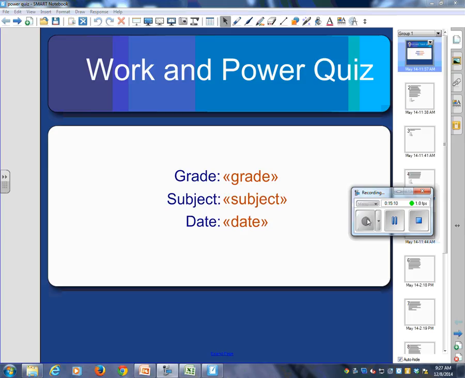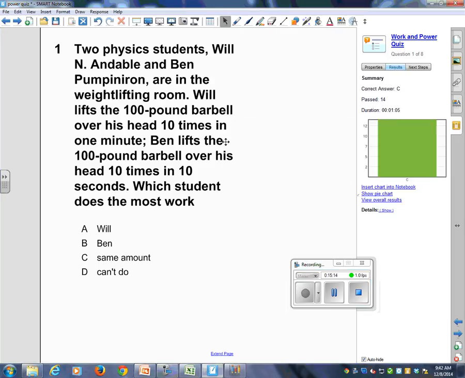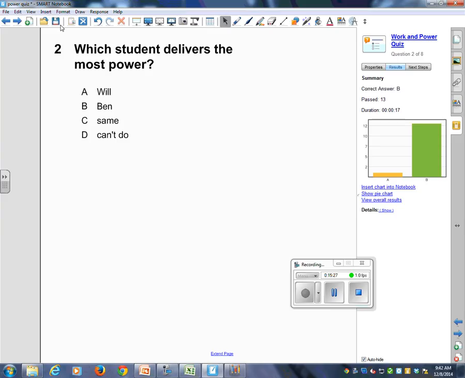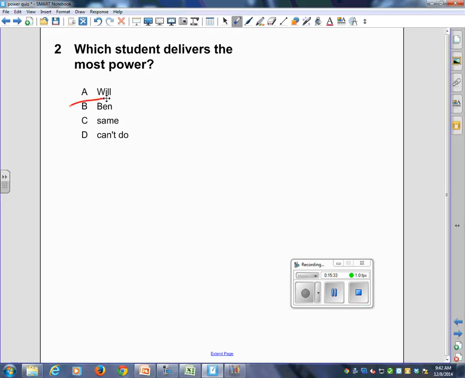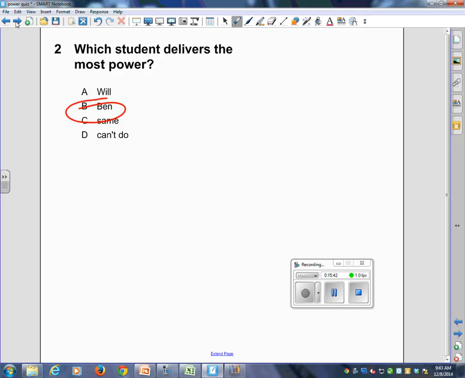Go get yourself a quick look. Let's see how you did. Question number 1, everyone got question number 1 right, so I won't need to go through that. Which student delivers the most power? It is Ben. Why is it Ben? He does it quicker. 10 seconds versus 1 minute, right? So Ben does it much quicker, so he is more powerful.